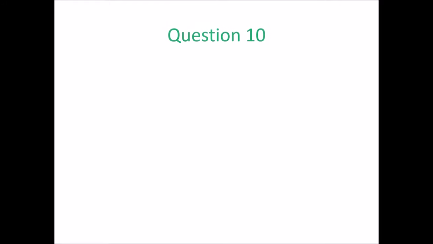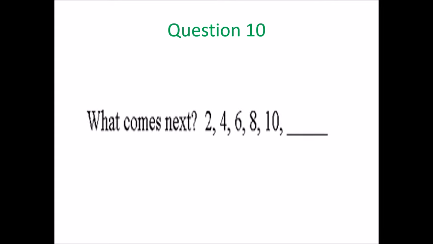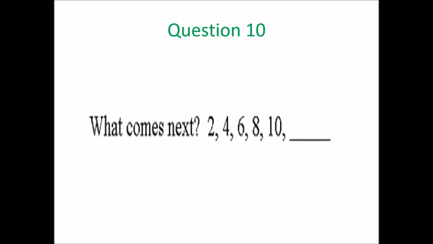Question 10. What comes next? 2, 4, 6, 8, 10. What number would come next? Wait on it. There it is. 12. You're counting up by twos. Going in twos. Skip counting by twos.